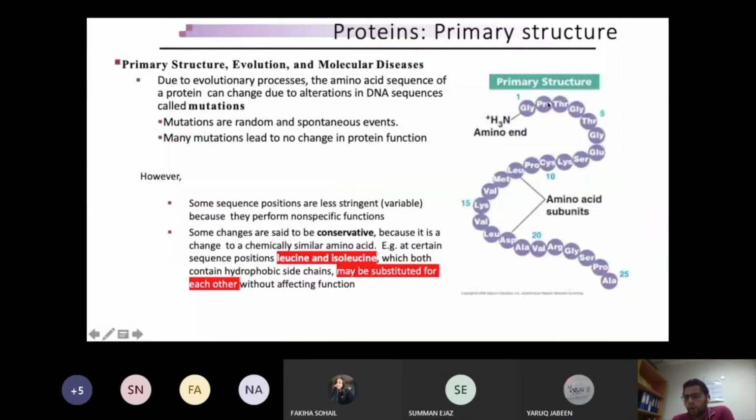So this is how a primary structure could look. You have an N terminal, you have a C terminal, and then there are amino acid molecules joined head to head, and this is the whole thing. So any mutation, any change in the DNA could in fact affect these primary sequences.